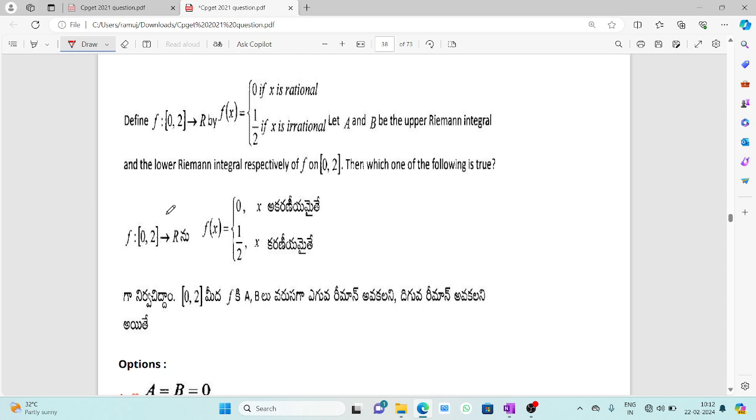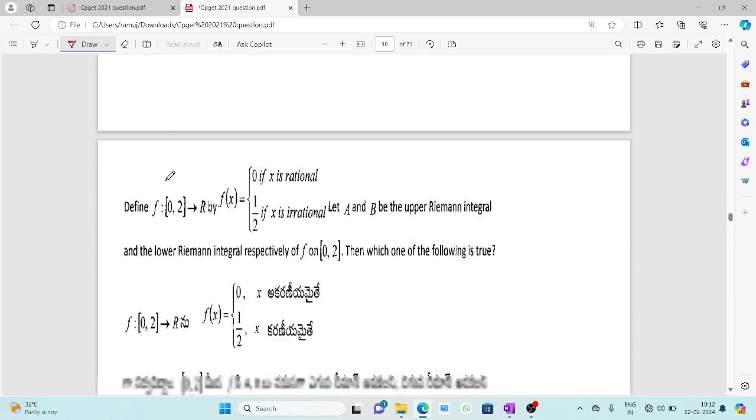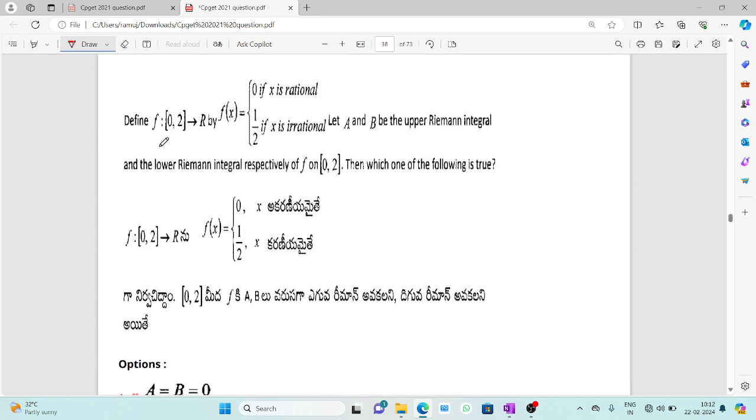Yeah, the 51st question: define a function from [0, 2] to R by f(x) = 0 if x is rational and 1/2 if x is irrational, and let A and B be the upper Riemann integral and lower Riemann integral respectively of f on [0, 1]. Then which one of the following is true? He is asking which one of the following is true.